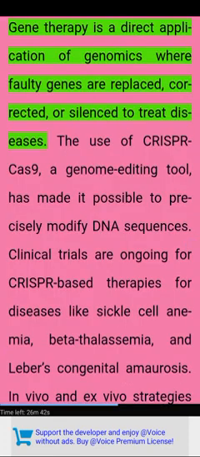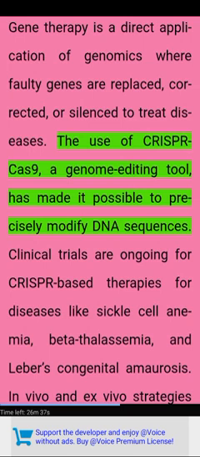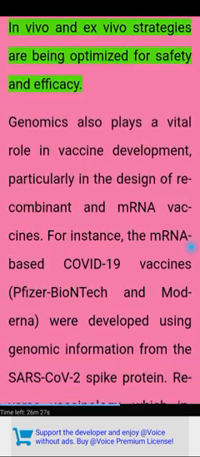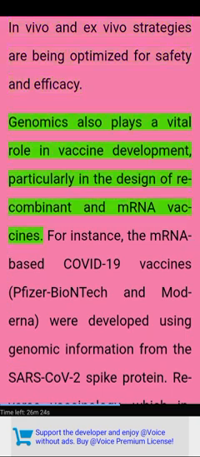Gene therapy is a direct application of genomics where faulty genes are replaced, corrected, or silenced to treat diseases. The use of CRISPR-Cas9, a genome editing tool, has made it possible to precisely modify DNA sequences. Clinical trials are ongoing for CRISPR-based therapies for diseases like sickle cell anemia, beta thalassemia, and Leber's congenital amaurosis. In vivo and ex vivo strategies are being optimized for safety and efficacy.